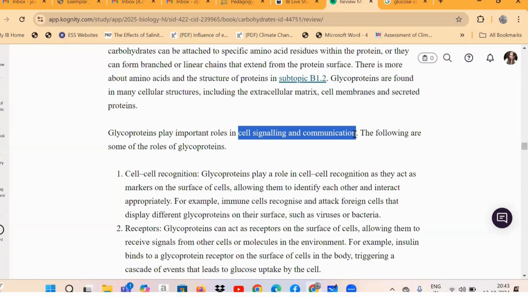Insulin binds to the glycoprotein receptors, and it initiates a series of reactions that leads to the absorption of glucose. So this is one of the important roles. Second role is cell to cell recognition.